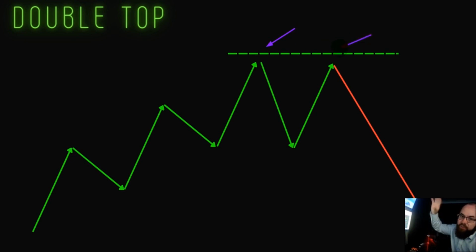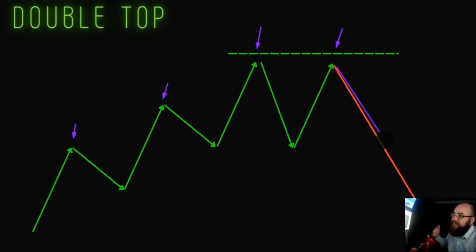Price is unable to form a higher high, and that's the main characteristic of a double top: price struggles to form a higher high. So this is the high, and the next high is not higher. If we look at an uptrend, the main characteristic of an uptrend is higher highs and higher lows. Price action is unable to make a higher high. That can signal the start of a downtrend, or at least the end of the uptrend.